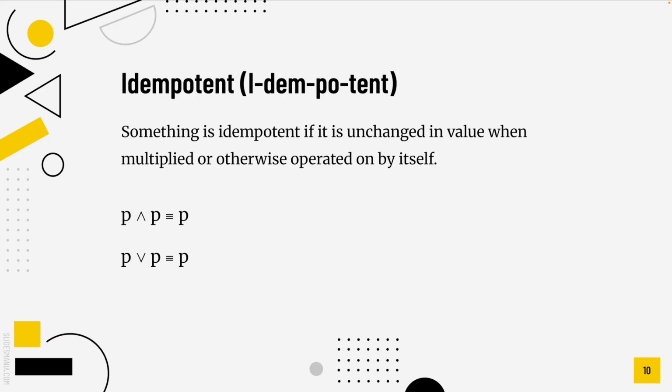We also have the idempotent property, which says that a value is unchanged when multiplied or otherwise operated on by itself. So, for example, if I do P and P or P or P, they both just equal P. So it doesn't change when something is done to itself in terms of the ands and ors. It just equals itself.